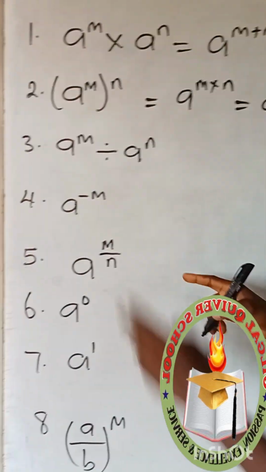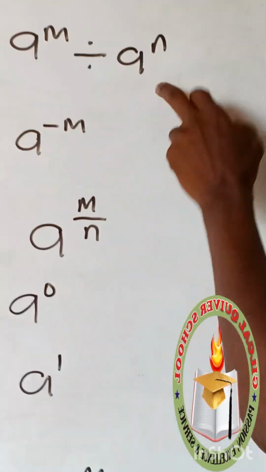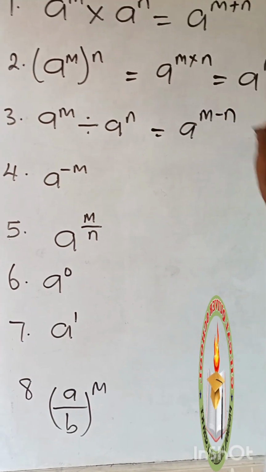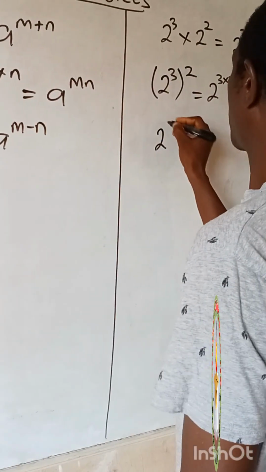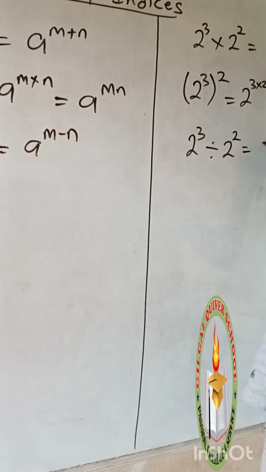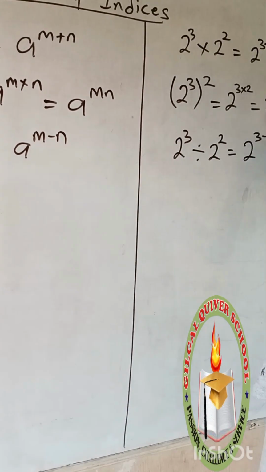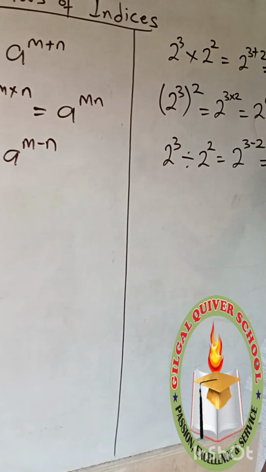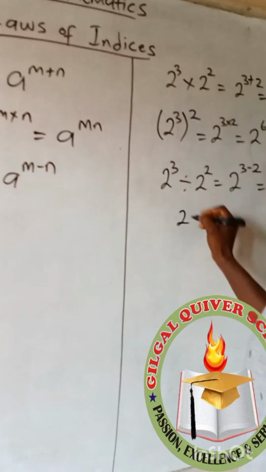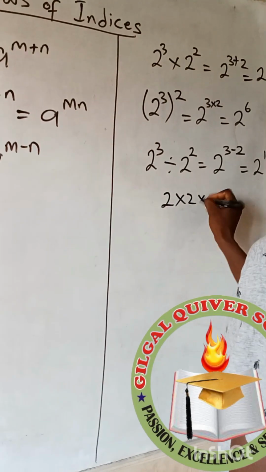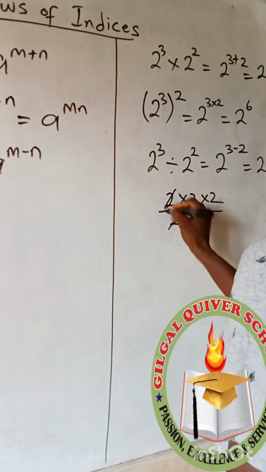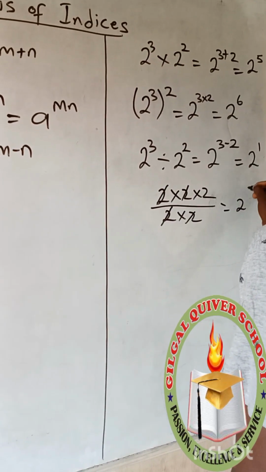Here, if you have a raised to power m divided by a raised to power n, you are going to have a raised to power m minus n. Example, if you have 2 raised to power 3 divided by 2 raised to power 2, you are going to have 2 raised to power 3 minus 2, which is equal to 2 raised to power 1. Let us prove it. 2 raised to power 3 means 2 times 2 times 2 over 2 times 2. See, this cancels this, you are left with 2 raised to power 1, which is the same thing as 2.